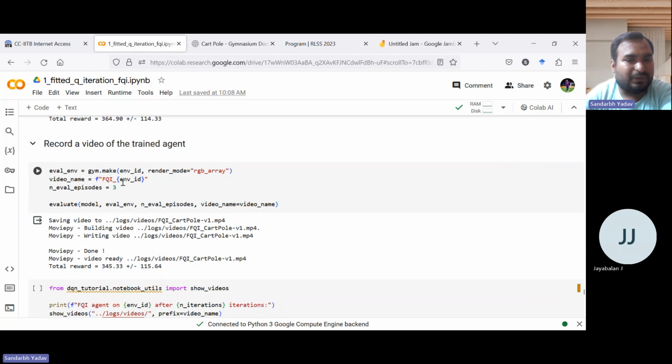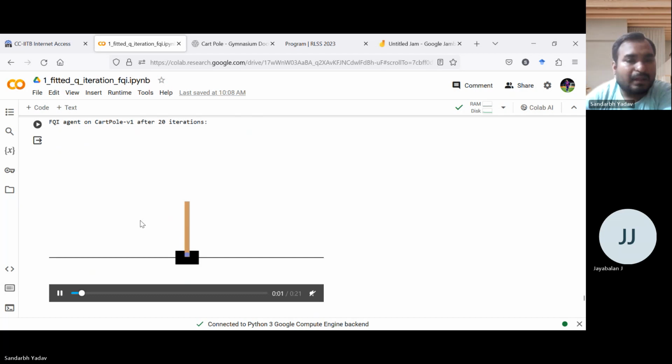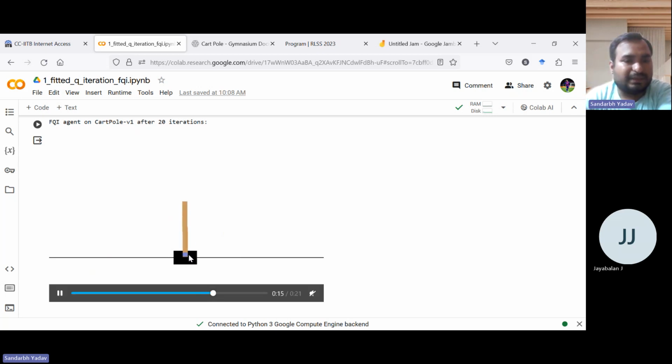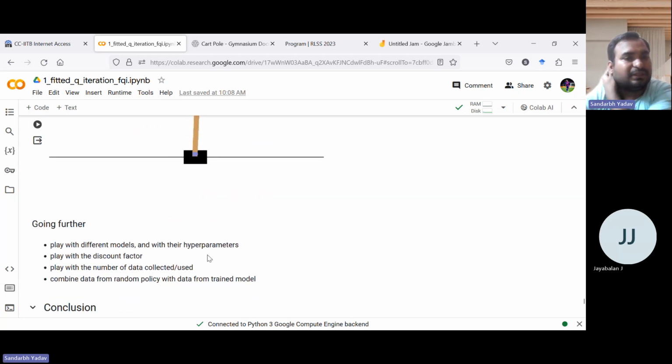So this is simply for recording the video and showing the video. So this is like their video. Here we can see the learned agent after 20 iterations. We can see the pole doesn't fall, right? You can see this. So the episode ended, now a new state. This is very good performance. It is basically balancing it. And now when the time step ends, it will terminate due to this truncation.